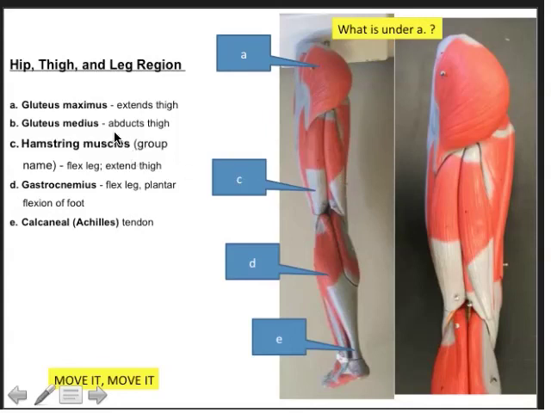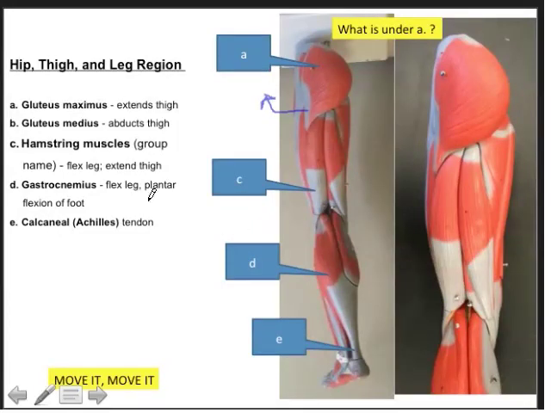The gluteus medius is a muscle that you can't really see here because it's actually underneath the gluteus maximus muscle, and it's important in abducting the thigh, basically moving the thigh in this direction away from midline, okay? That's what the medius would do.